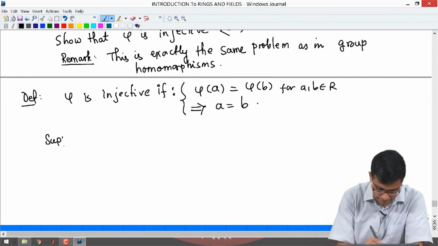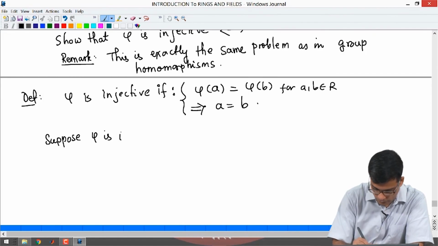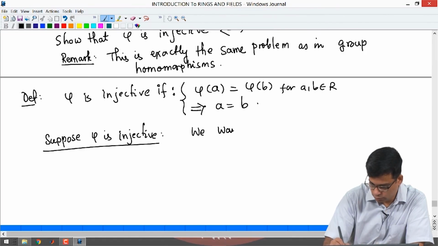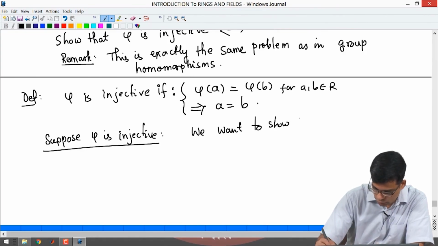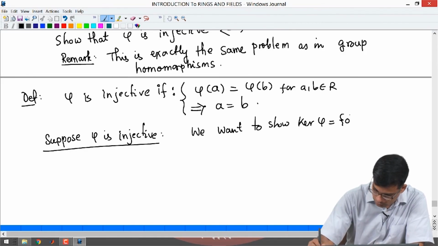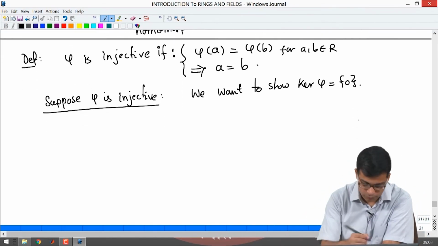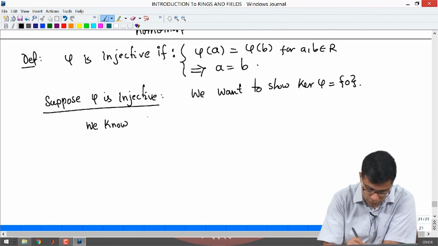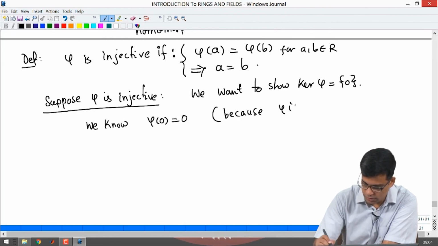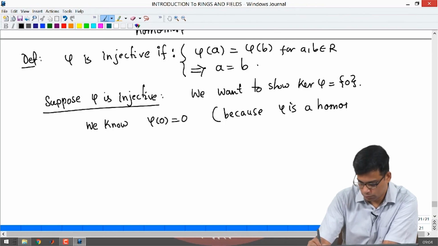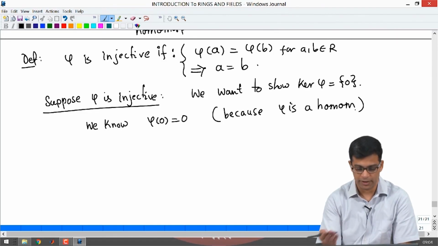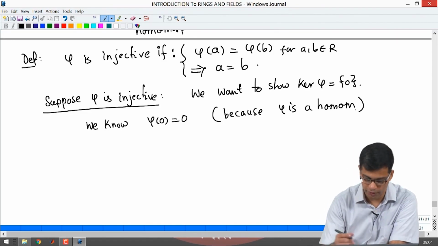Suppose phi is injective. We want to show kernel phi is 0. First of all, we know that phi of 0 is 0 because phi is a ring homomorphism. So, in particular it is a group homomorphism and it sends the additive identity to the additive identity.